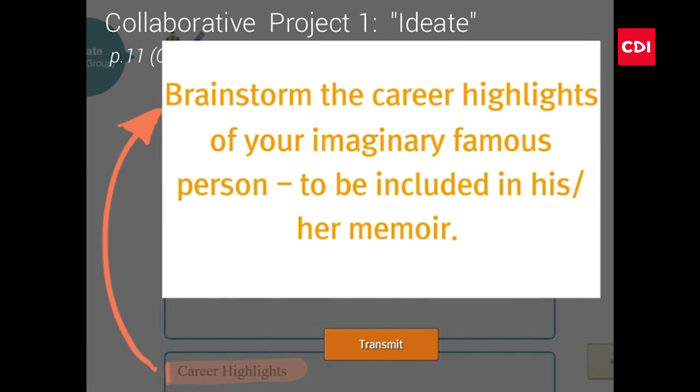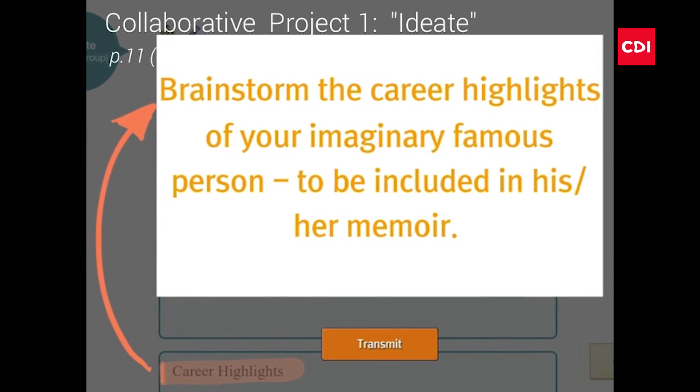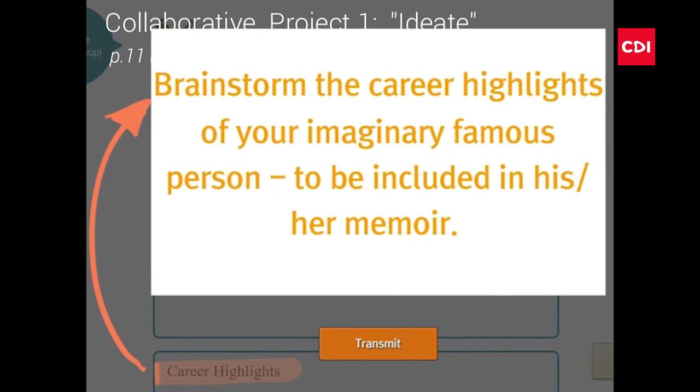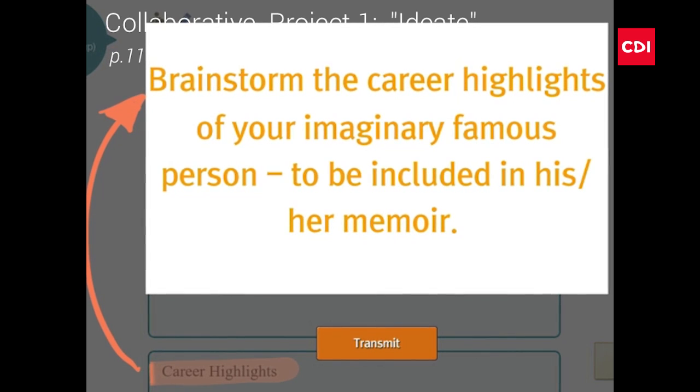Now, since they already brainstormed the special opportunities on page 4 and then family history on page 6, but they have not yet brainstormed about the career highlights, in this section, I decided to utilize the Ideate for only the career highlights. So I added another media card.